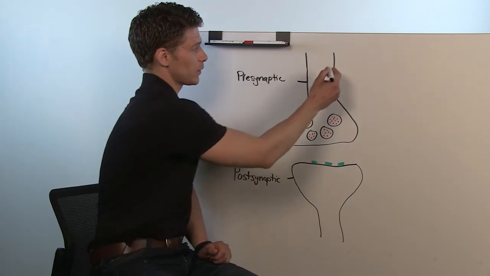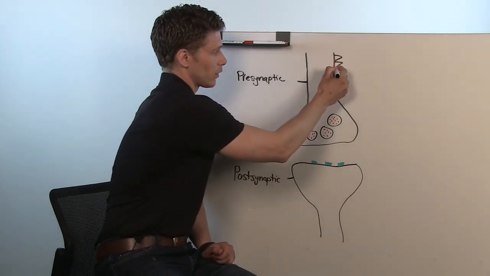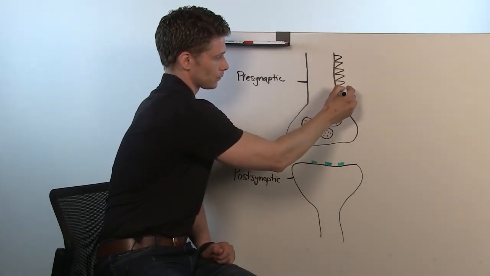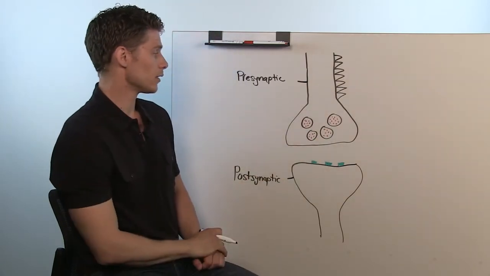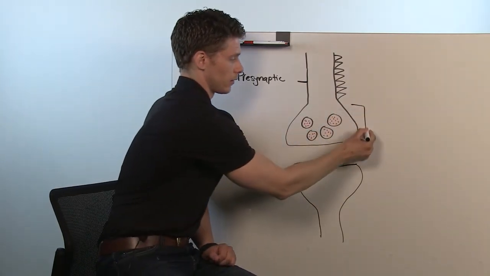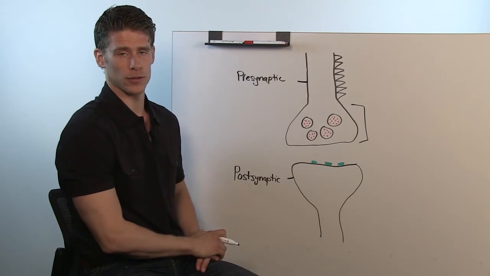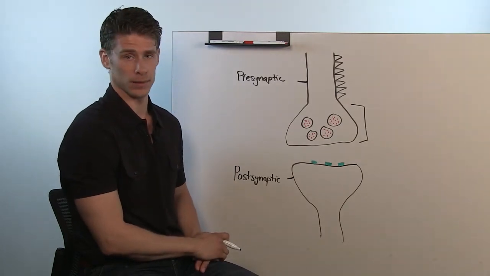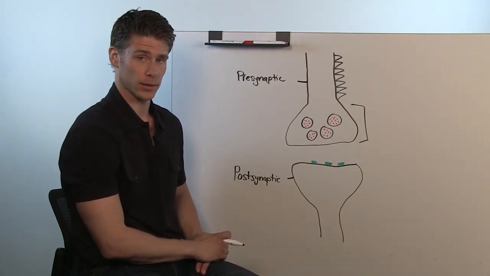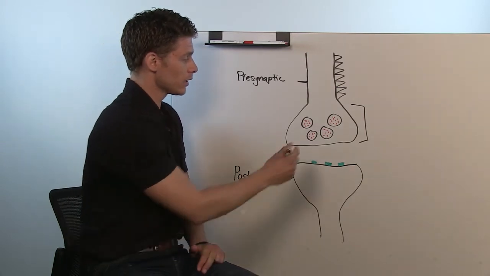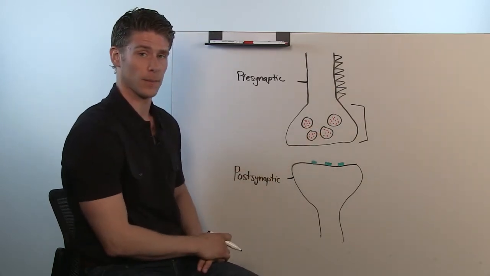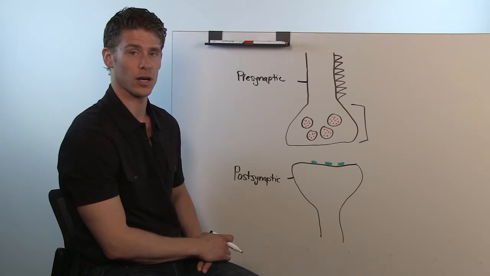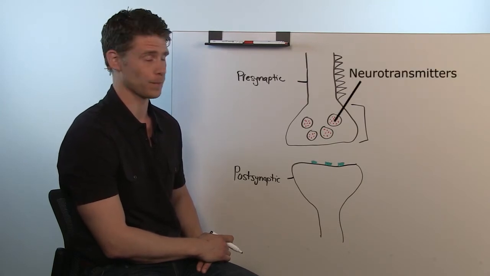So, as an action potential travels down the length of a neuron, it reaches this region right here. That region is referred to as the terminal button. Now, within that terminal button, you have different little vesicles, as you can see here. And within those vesicles are housed neurotransmitters.